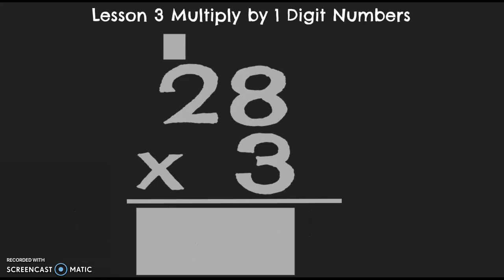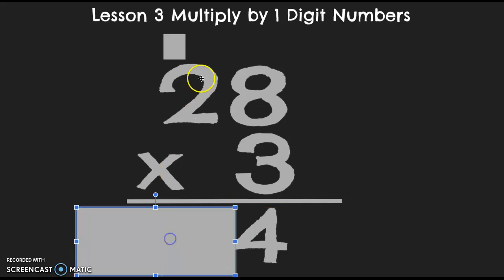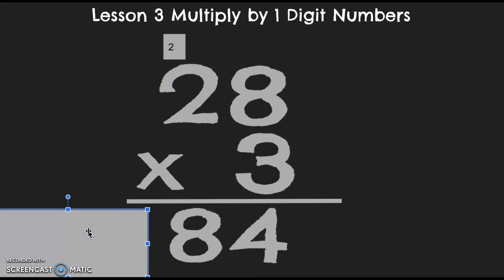Okay? 28 times 3. 8 times 3, 24. And put a 2 up here. 3 times 2 is 6, plus 2 is 8. Answer is 84.